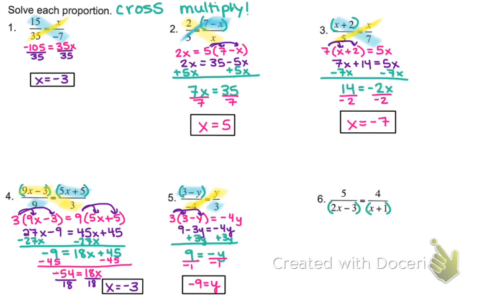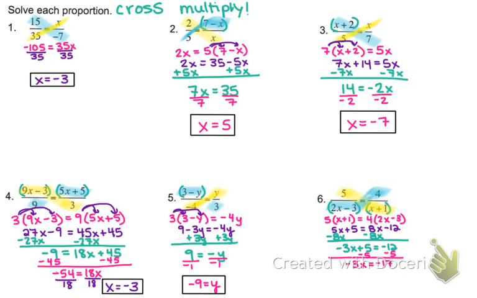Alright, final proportion problem. 5 times x plus 1, use parentheses to show distribution, and 4 times 2x minus 3, same thing. Distribute on both sides. Let's get our letters to the left by subtracting 8x, and our numbers to the right by subtracting 5. We get negative 3x is equal to negative 17. Divide both sides by negative 3.